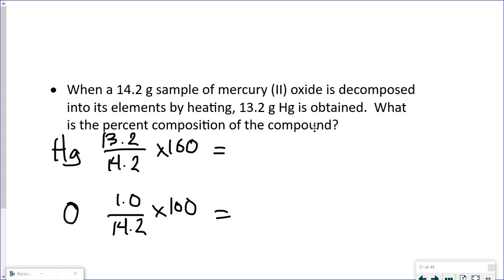So for mercury, we have 13.2 divided by 14.2 times 100. Sorry, that looks like a 6, but it's 100. All of our numbers were to 3 digits, so we'll round to 3 digits. So that will be 92.95%. So when we round up, it will be 93.0% mercury.